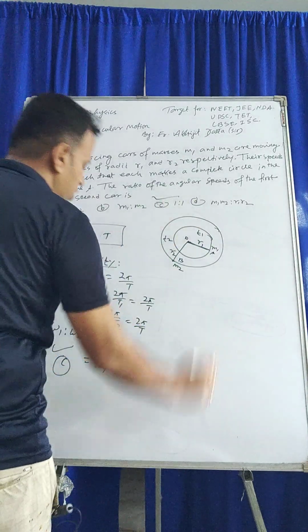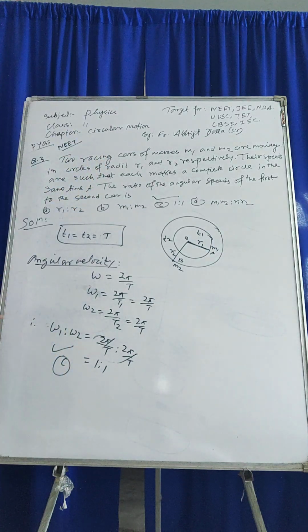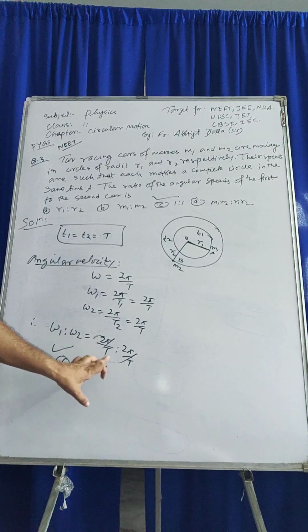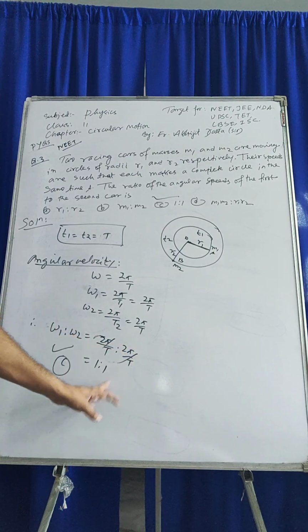They asked to find the ratio of the angular velocities of the two cars. So omega 1 is to omega 2 equal to 2 pi by t and 2 pi by t, since the time periods are the same. So 1 is to 1.